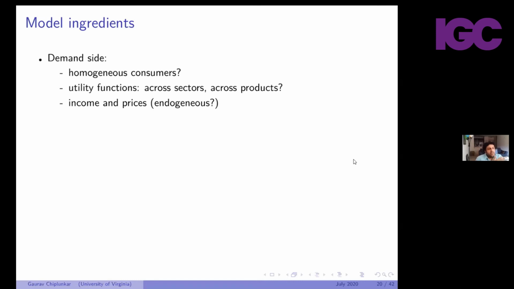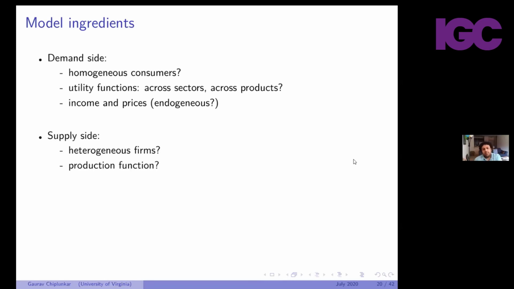And so the questions there are about homogeneity in consumers. Do consumers have different tastes? What does their utility function look like? Obviously, I spend a large share of my income on, say, food, but I spend very little of it on, say, buying a car, which is a one-time expense, right? So in terms of thinking about these things, income and prices. And that's the demand side.